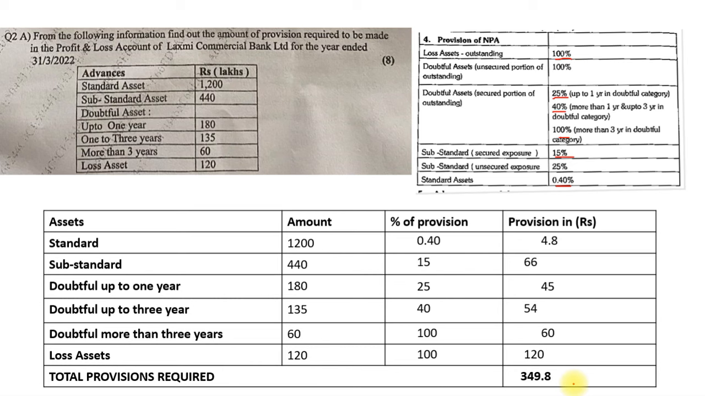It was very simple. Just have to remember the chart, the table, the provision percentage, multiply with the amount, total it up, and that will be your total provision required. I hope everyone has understood how to solve a sum which is based on NPA or non-performing asset, or based on provision. This was question number 2A from the paper. Now next, question number 2B.